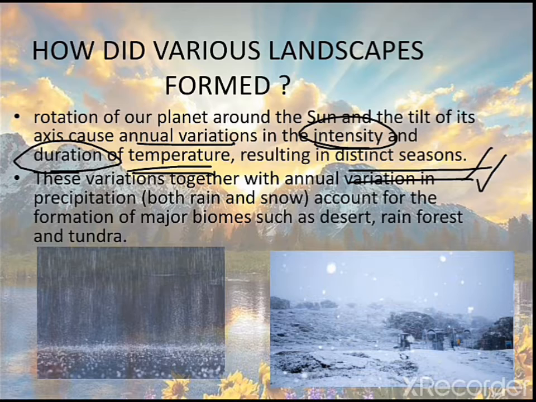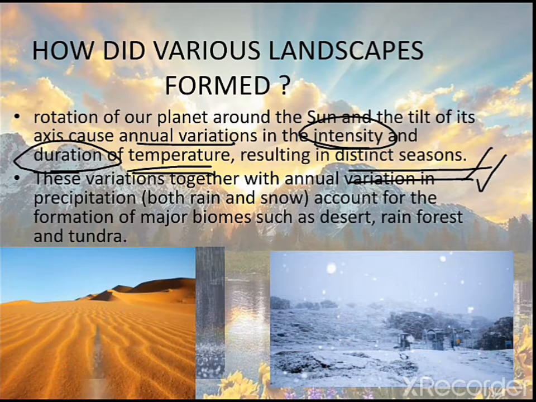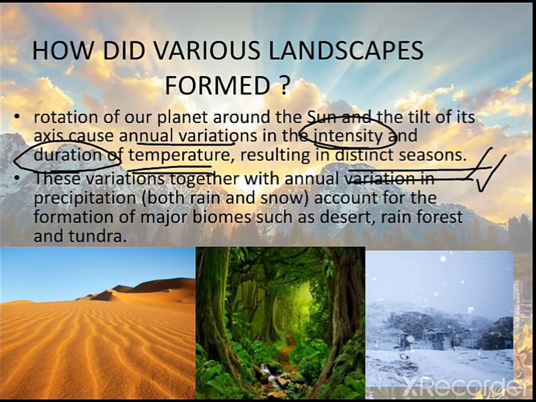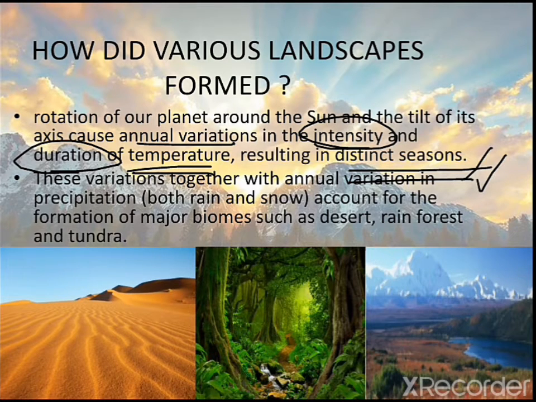Both of these can result in the formation of different types of biomes, such as the desert, or a rainforest, or a tundra. All these are different landscapes. These are just some of the landscapes that can be present on Earth, and like that, a large number of landscapes are formed, and these landscapes are formed due to these two reasons: the annual variation in the temperature and also the annual variation in the precipitation. So temperature and precipitation are equally important for the formation of various landscapes.